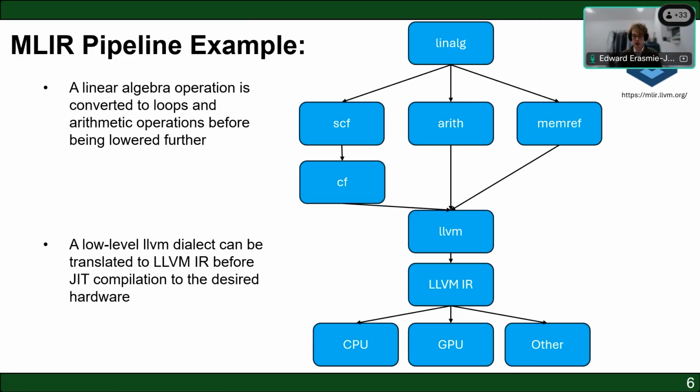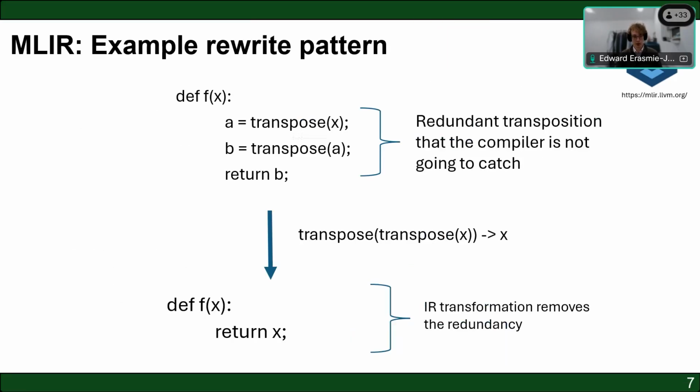These IR rewrite patterns are not just for lowering and converting between dialects, but can also facilitate optimizations. One example of this is a very basic rewrite pattern that identifies a redundant operation. So in the example that I've got here, we have a function with a redundant transpose operation, basically the identity, which in MLIR would be canonicalized away using a canonicalization pass. But your traditional compiler might not be able to identify this redundancy and remove it itself.